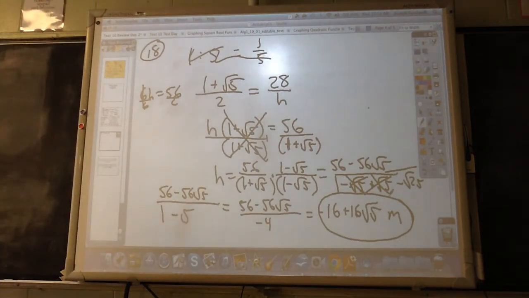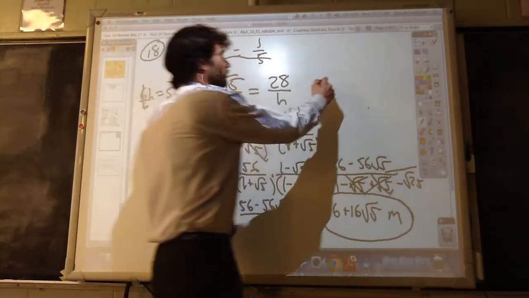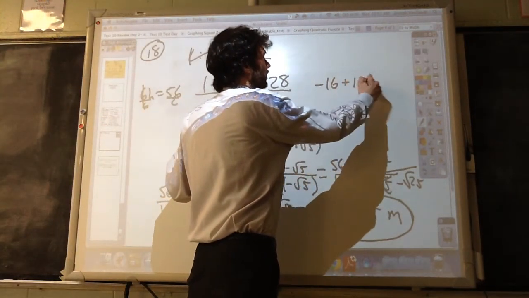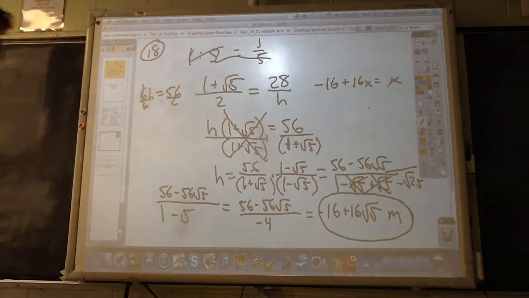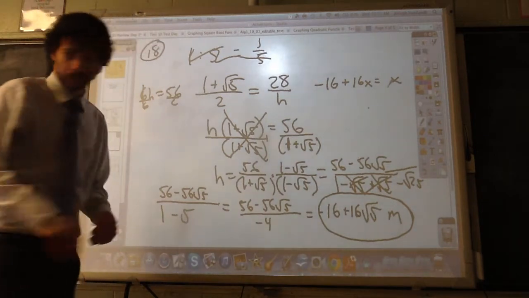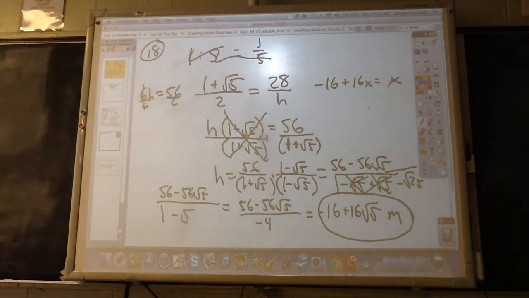Since this is negative 16, positive 16, is it alright if we just put square root of 5 in? Or, yeah, 5 meters. No, those are not like terms. If you had negative 16 plus 16x, would it be okay if you just put x? No, right? They have to be like terms, like radicals.